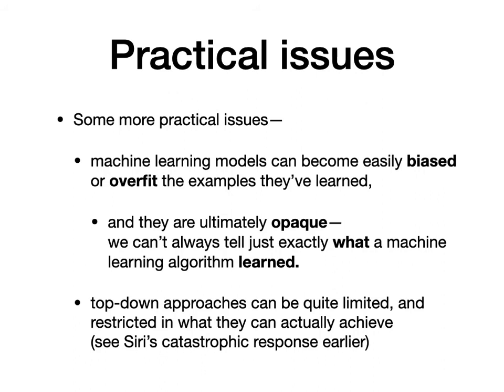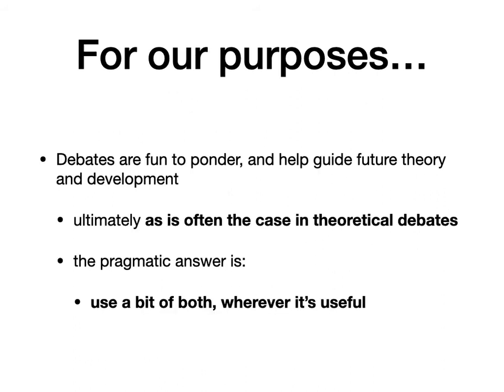But then, on the other hand, top-down approaches can be really limited. They're very narrow in scope, right? And they can really screw things up when things fall outside of their scope. Consider a catastrophic response. So, for our purposes, these debates are fun to ponder and they help guide future theory and development and all that. But ultimately, as is often the case with these theoretical debates, the pragmatic answer is use a bit of both wherever it's useful, right? Sometimes a machine learning approach is going to do something cool for you. Sometimes it really won't. And sometimes you can combine them, right?